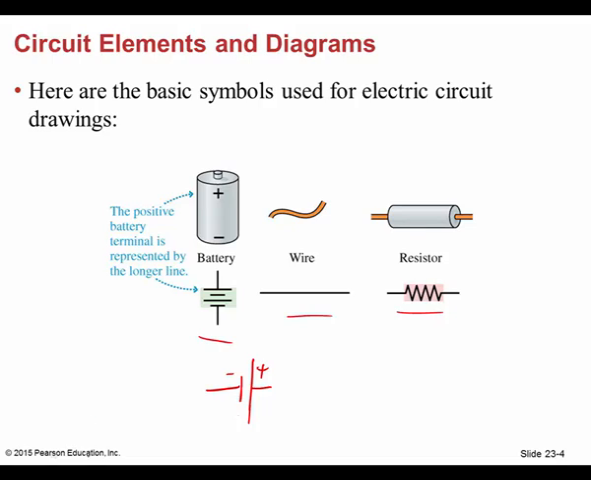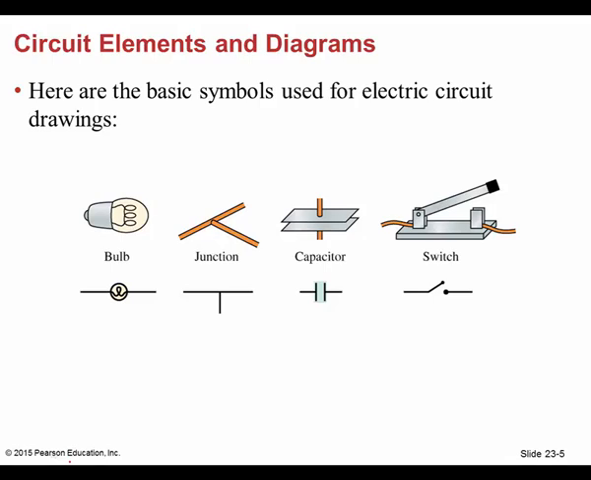All right, now, okay, so those are some symbols. Here's some more symbols. What a bulb looks like, a junction would look like, a capacitor would look like, and a switch would look like. So you do need to familiarize yourself with these, and these drawings are in your textbook, okay? Not sure exactly what page those are on. Yeah, they're on page 728.